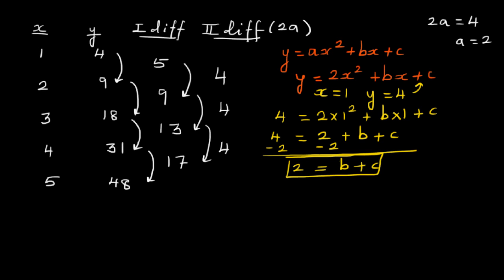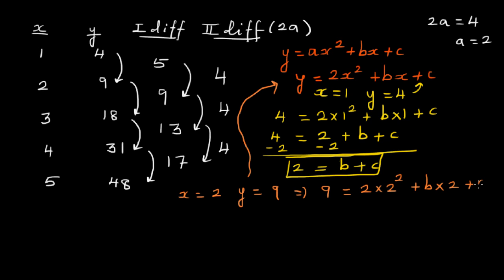Let's do the second equation. When x is equal to 2, y is equal to 9. Let's substitute this again in this equation. So 9 is equal to 2 times 2 squared plus b times 2 plus c. Now this is where many students make a mistake. You have to do the exponent first and then multiply. This is not 4 squared. So 9 is equal to 2 times 4, which is 8, plus 2b plus c.